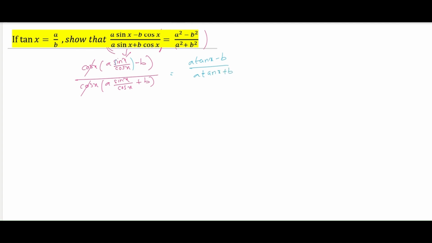In place of tan x, we can substitute a by b. So this becomes a into a by b minus b upon a into a by b plus b. Take LCM in both numerator and denominator. That makes a square minus b square upon b in numerator. In denominator, a square plus b square upon b. This b and b will get cancelled out. You have a square minus b square upon a square plus b square. That's the required RHS here.